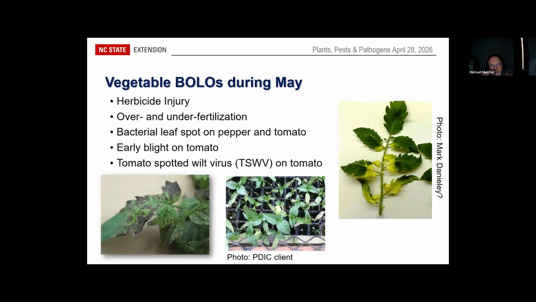In the vegetable garden, herbicide injury. So we're out there applying our herbicides this time of year, and sometimes we get a little drift, or we may have gotten in a load of compost that has some herbicide contamination. So be aware of those possibilities.